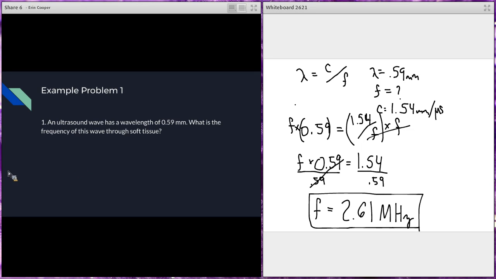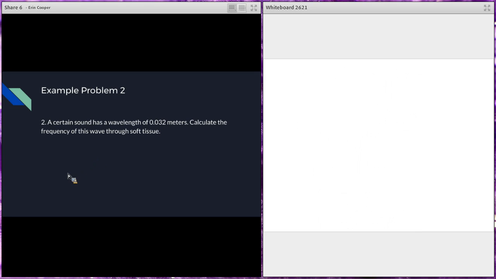All right, great. That was our first problem. Let's take a look at another one just to make sure that we're all on the right track here. So example problem number 2. A certain sound has a wavelength of 0.032 meters. Calculate the frequency of this wave through soft tissue. Now this one's a little bit more tricky because we have the wavelength, we have soft tissue, we have frequency. We're still using that formula that we mentioned earlier. Wavelength equals prop speed over frequency.